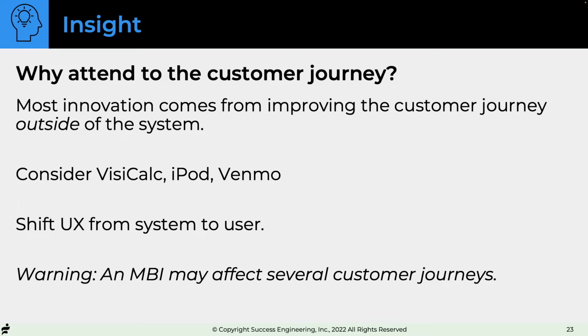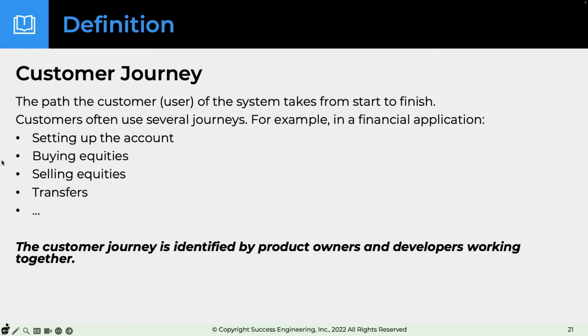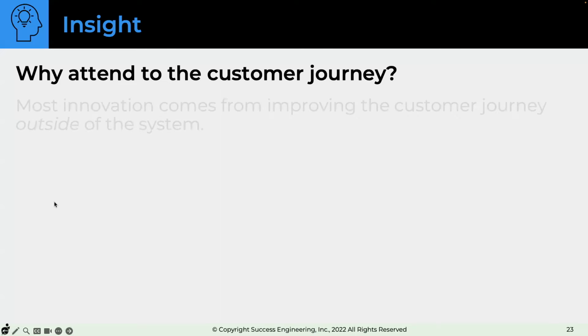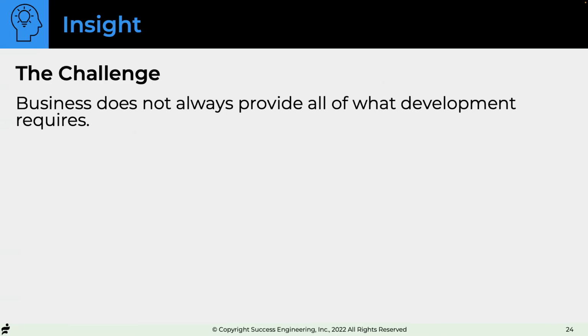In other words, if I make a change to one thing, remember this list, I might add a feature that affects all these, even though they're separate customer journeys. So we have to be aware of that. Okay. Here's one of the problems.